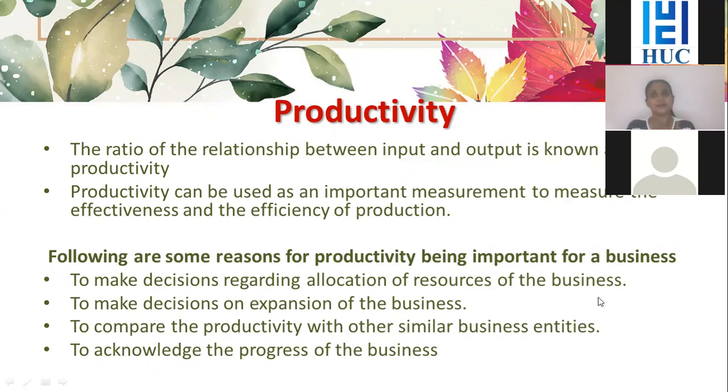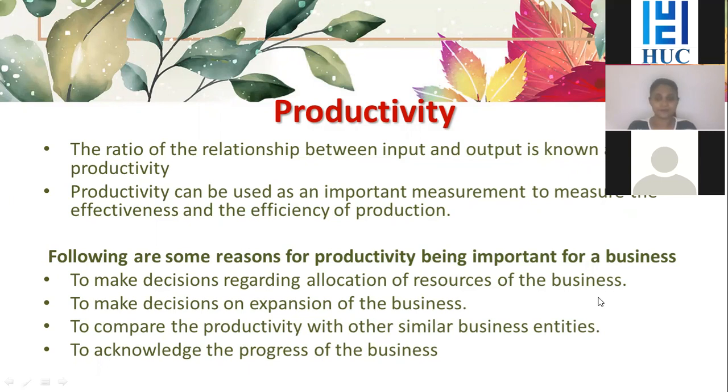So we can calculate what the inputs are, such as labor productivity. That means how efficiently are they working? That is labor productivity, right? So if that ratio is high, that means they are working very efficiently. If the ratio is low, that means they are not working very efficiently.